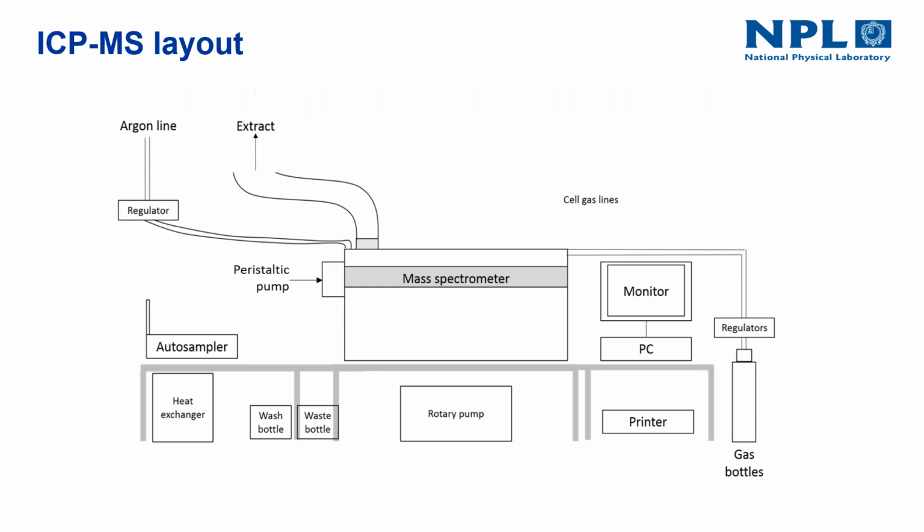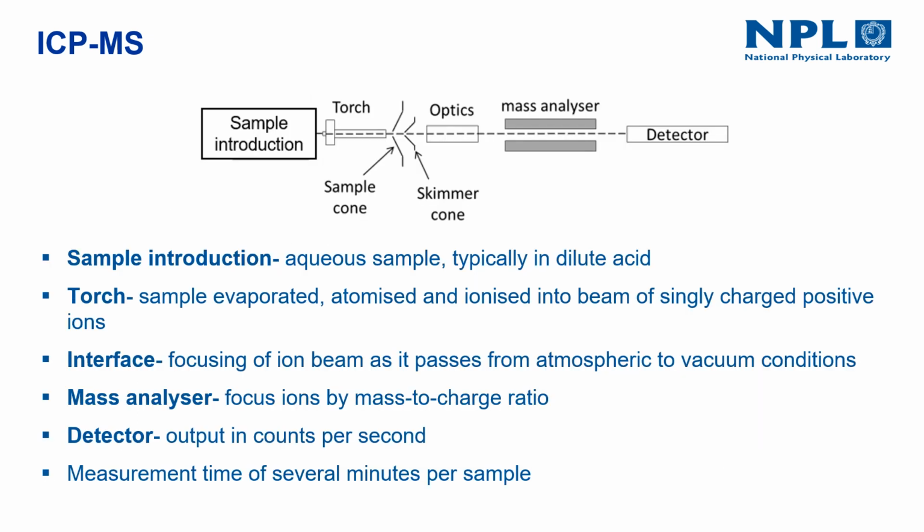This figure shows a simplified layout of an ICP-MS. This will differ between labs, but hopefully shows the major key components that you expect to find, and we will be referring to this throughout the tutorial. This slide focuses in a little bit more on the key components within the mass spectrometer itself. So we introduce our sample typically in dilute acid, although there are variations to this, and indeed a lot of variations to the sample introduction system. It's a very versatile technique in that respect.